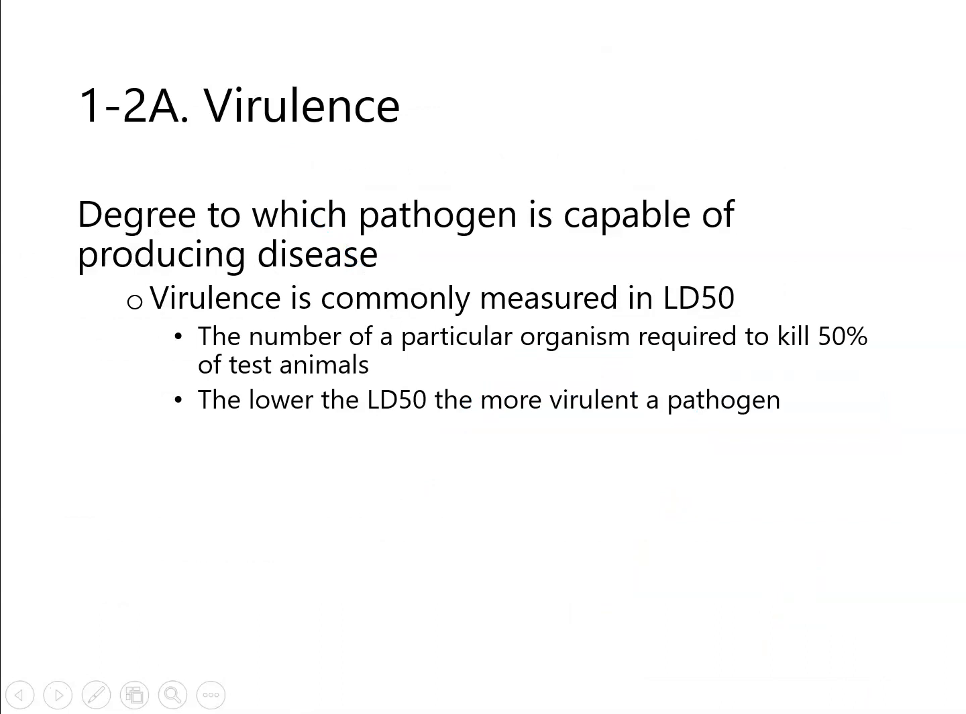Virulence is a description of the pathogen. So it tells you how likely they are to cause a severe disease or cause a disease. We can measure this explicitly in the LD50. So what number of organisms kills 50% of test animals? A low LD50 would be like 10 cells. 10 cells kills half the mice you expose them to. Well, that's very low. A high LD50 would be like 1,000,000 cells or 1,000,000,000 cells. So a low LD50 is more virulent. Something that has a low LD50 is more virulent.